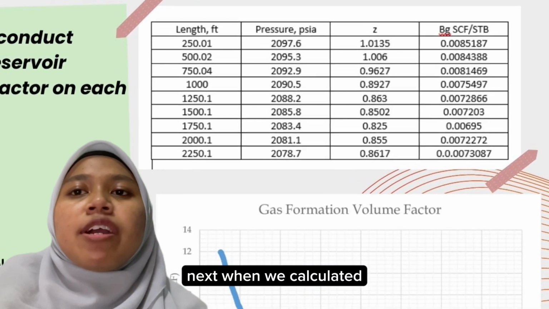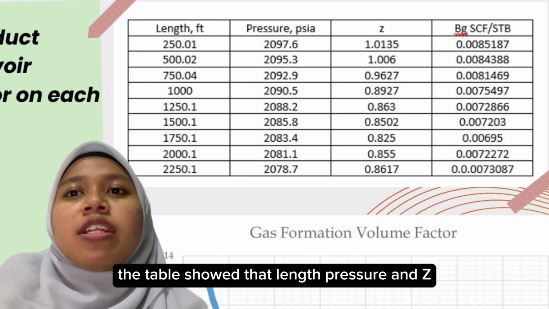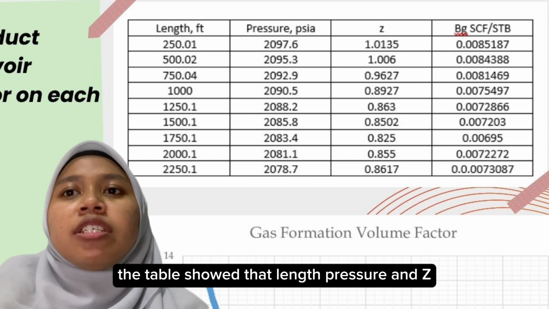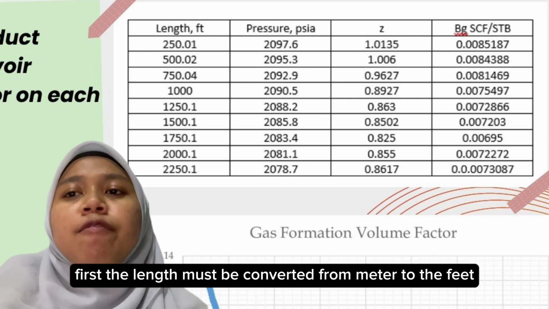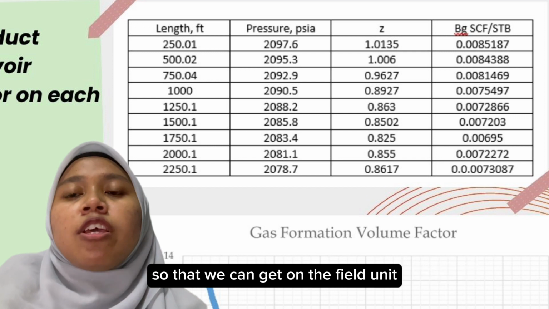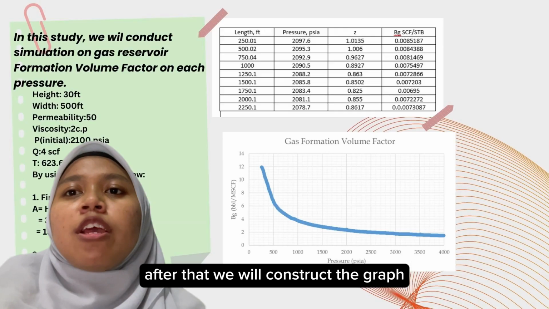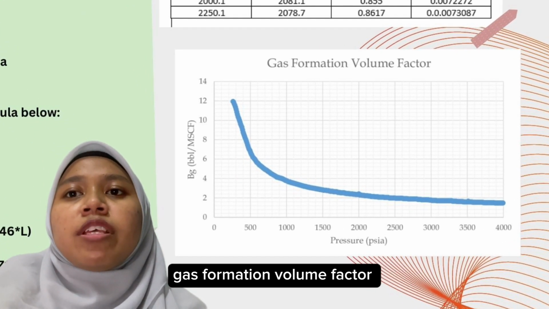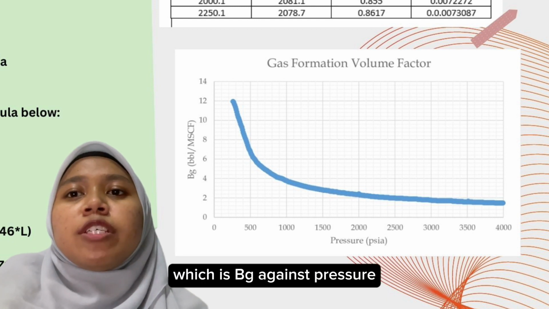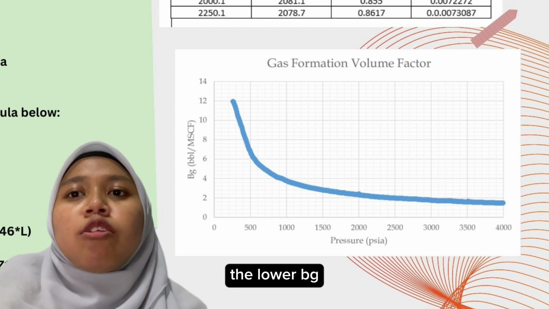Next, when we calculated, we tabulated the data in the table. The table shows the length, pressure, and Z at every different length. First, the length must be converted from meter to feet so that we get field units. After that, we construct the graph of gas formation volume factor, which is Bg against pressure. The higher the pressure, the lower the Bg.